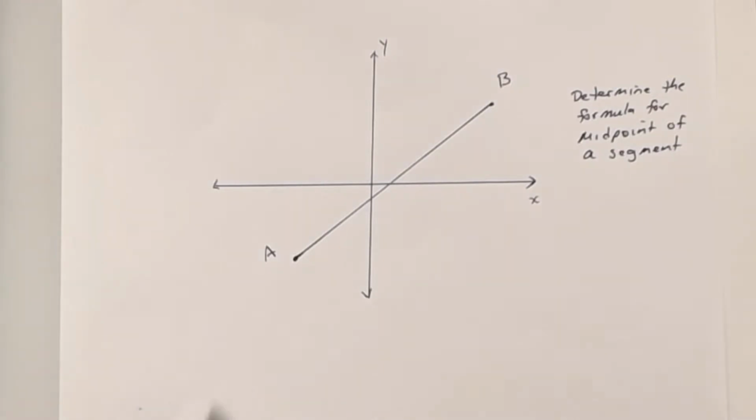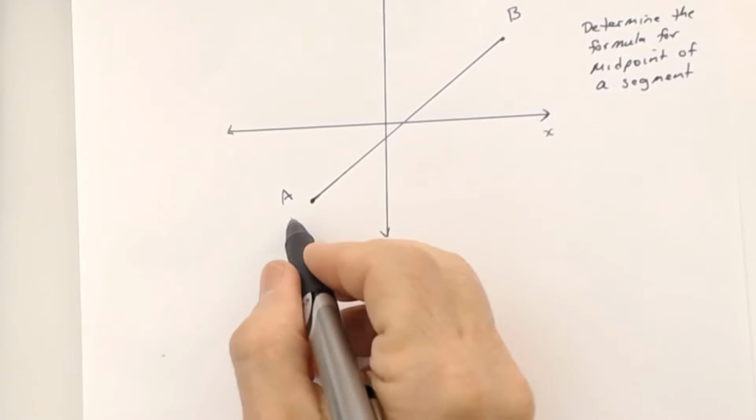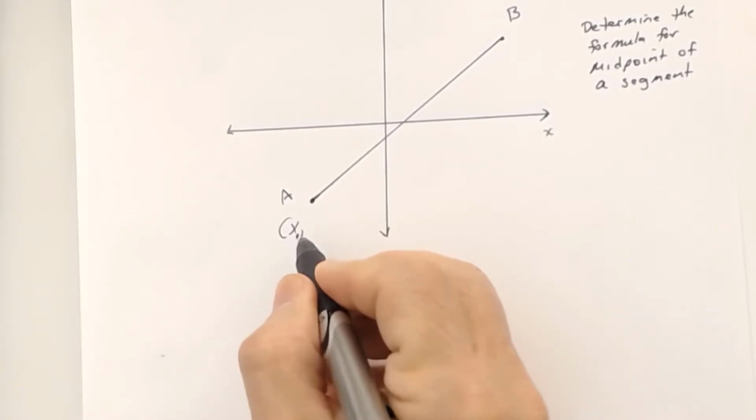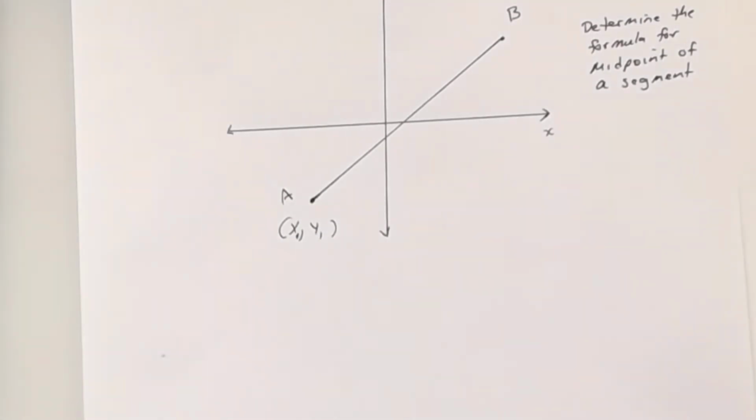But I'm going to call the coordinates of this point right here x1, comma, y1. So x sub 1, comma, y sub 1. So that's going to be my first point. When we talk about circles, you can see that same idea again, the notation.